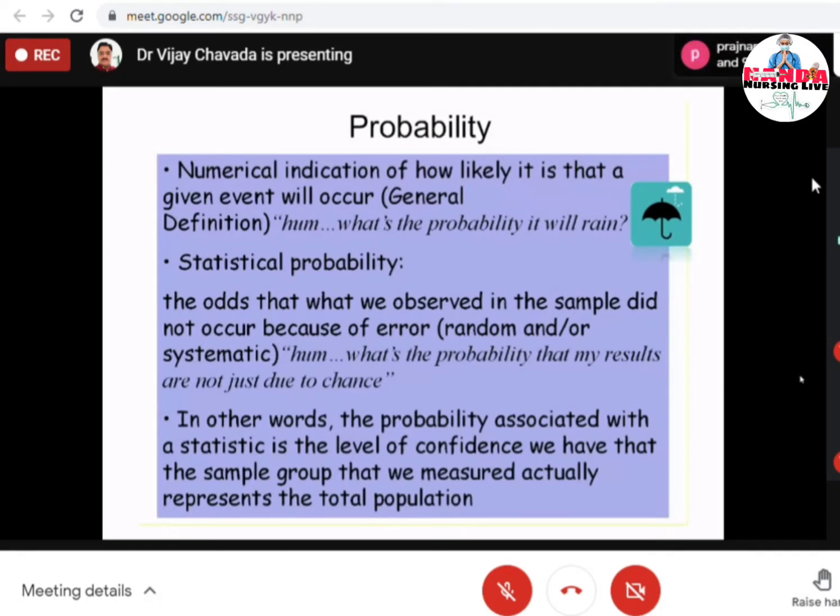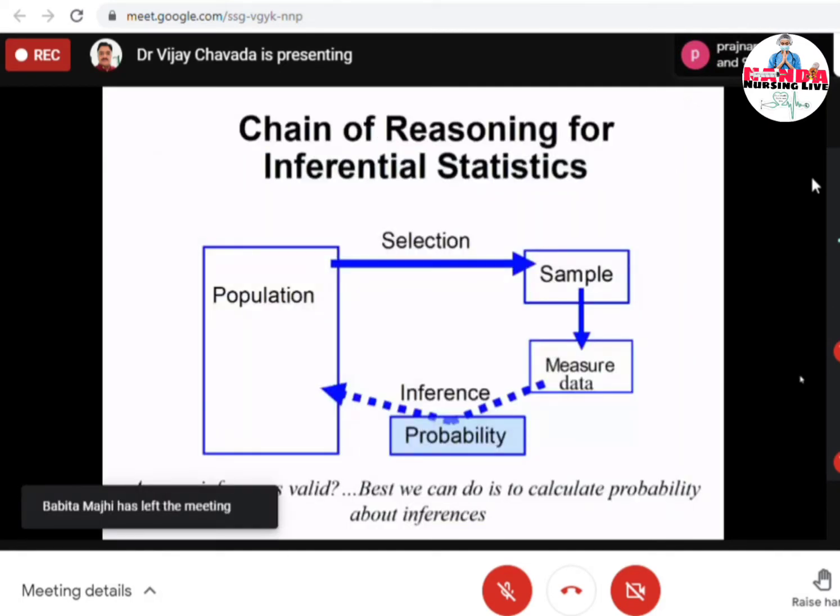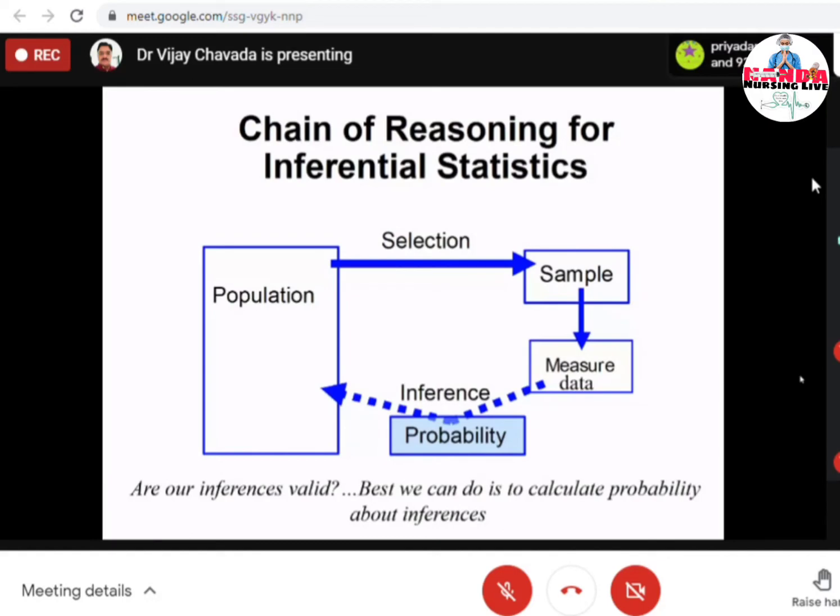Now we have to understand the chain of reasoning for statistics. We draw a sample from the population, meaning we select a sample, and then we measure the data. And then with probabilities we are drawing inferences and generalizations. So this is the cycle.